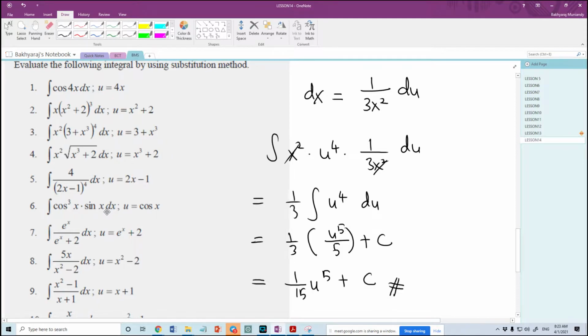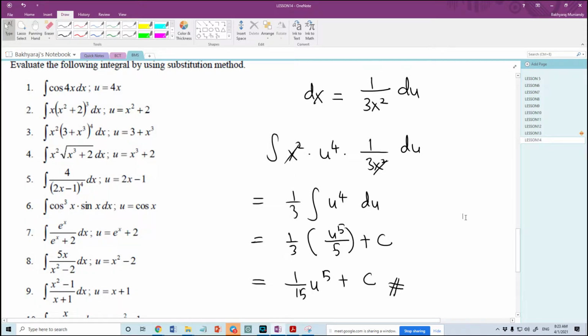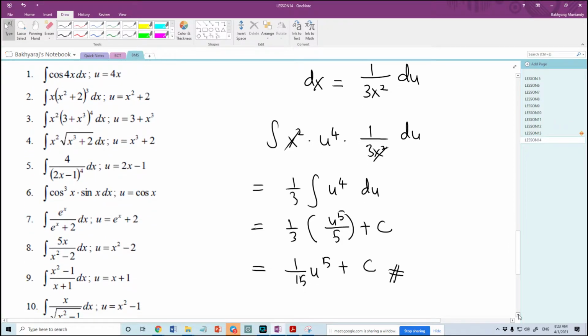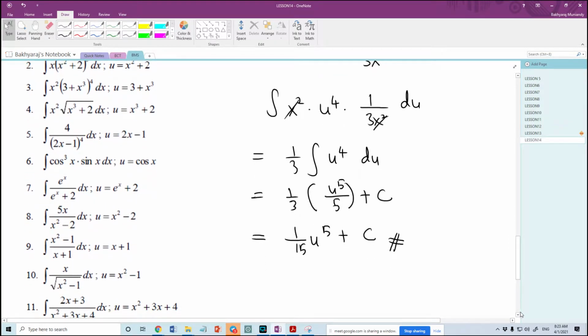Now we proceed for number 4. Let's go to question 4. Number 4. So start with integrate x square times square root x power of 3 plus 2 dx. That's the question.